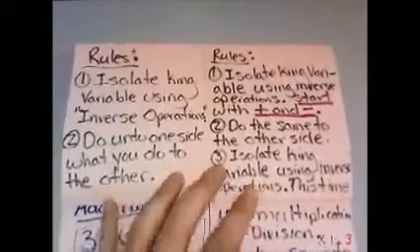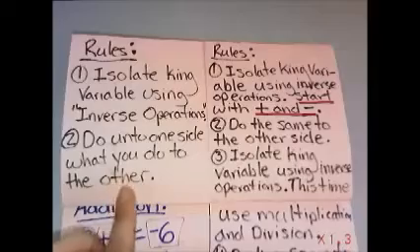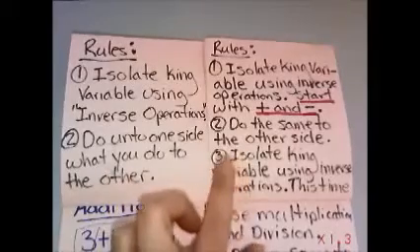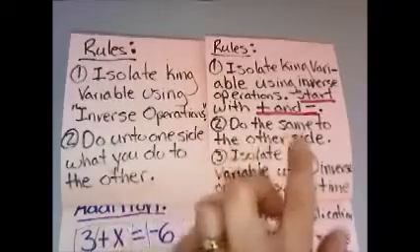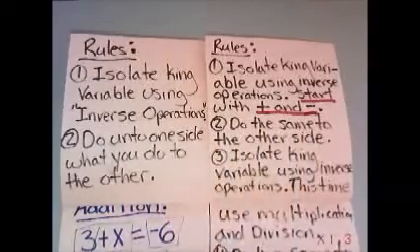Rule number 2 in a one-step equation says do unto one side what you do to the other. Rule number 2 is the very same in a two-step equation. Do unto one side as you would do to the other, or do the same to the other side.